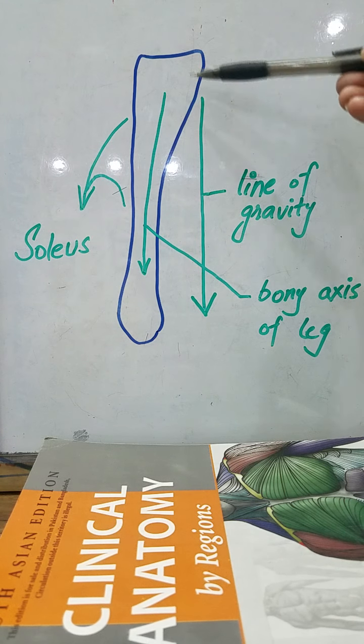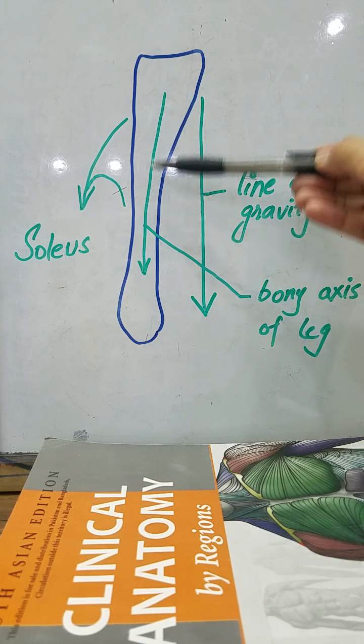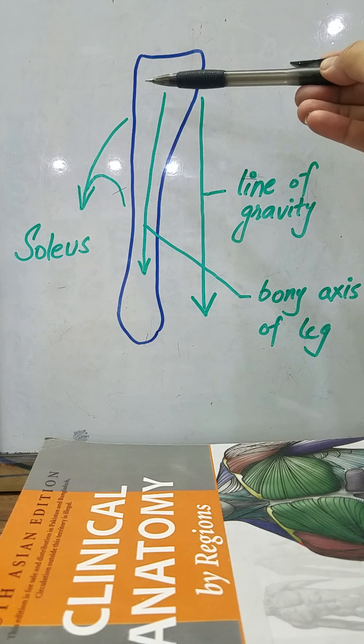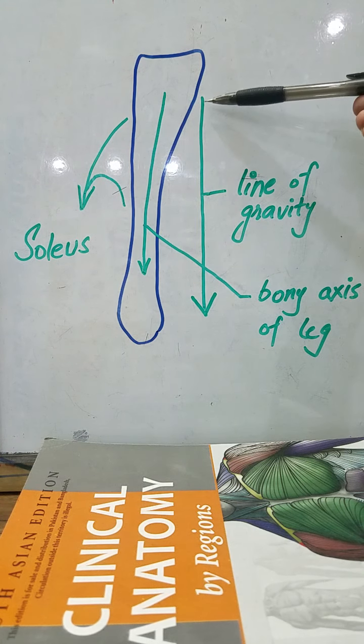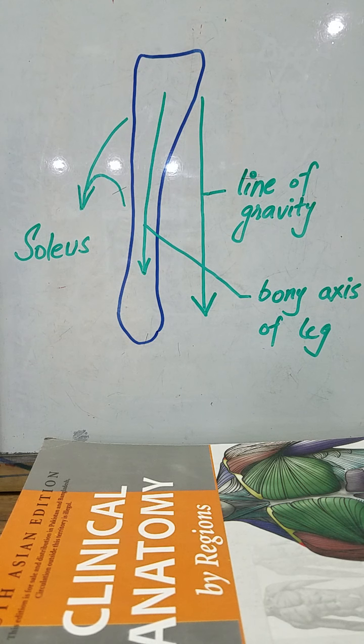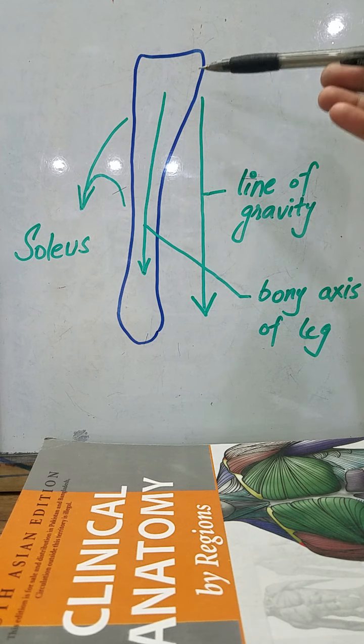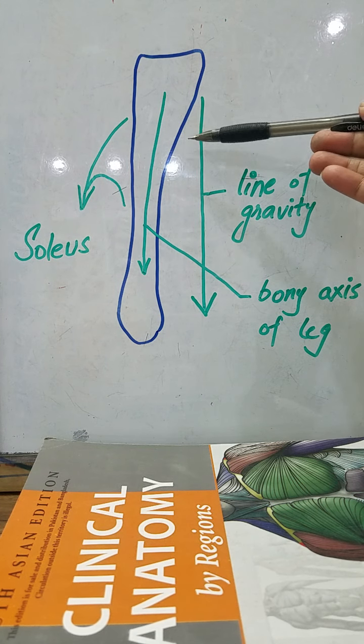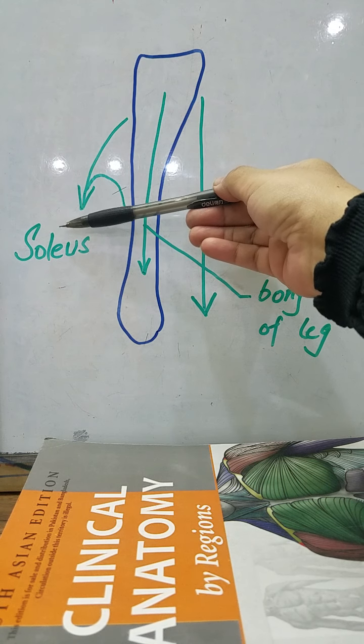Okay, so this is the line of the long axis, the bony axis of the leg, and this line indicates the line of gravity. Naturally, there's a tendency for the body to fall forwards because the line of gravity lies anterior to the bony long axis of the leg.